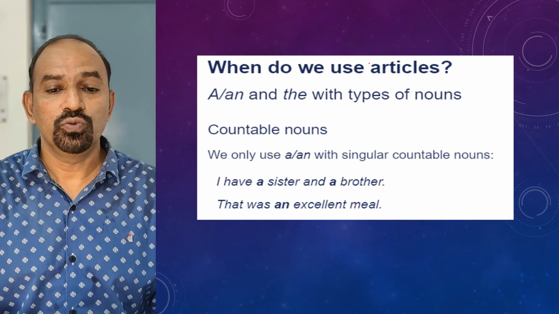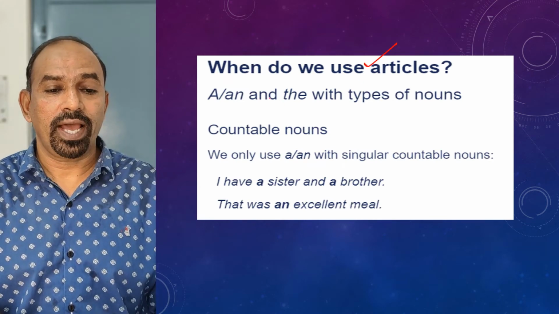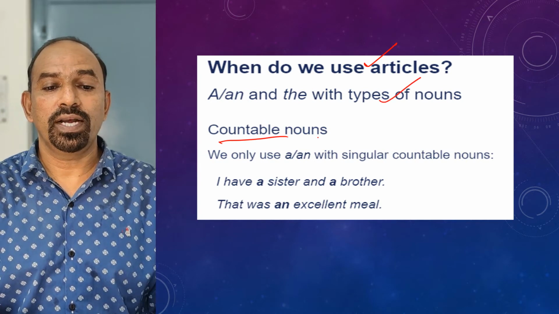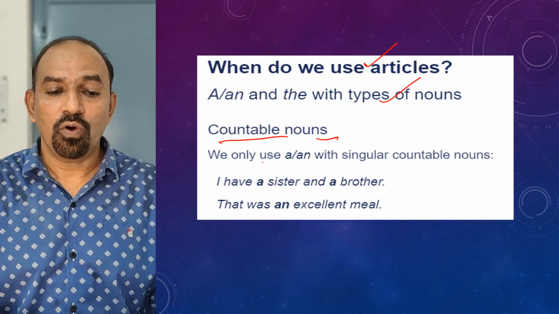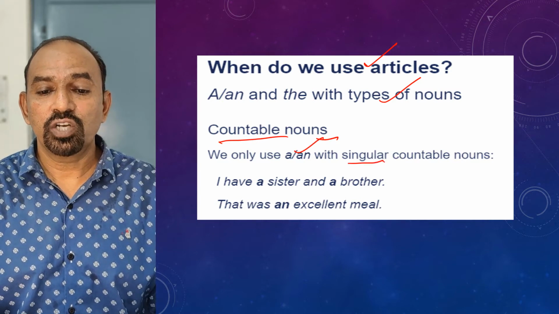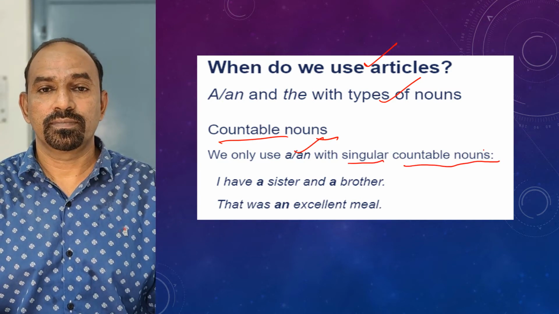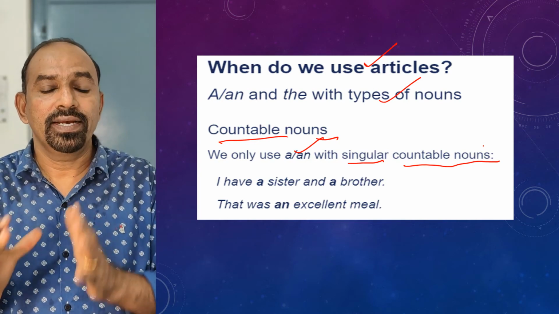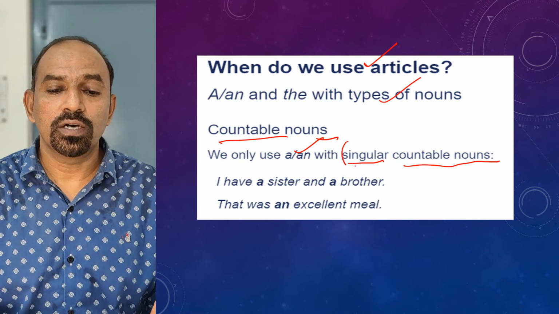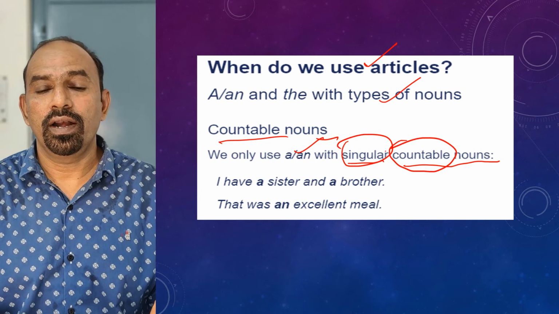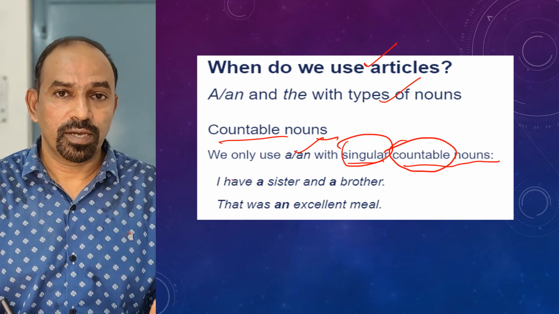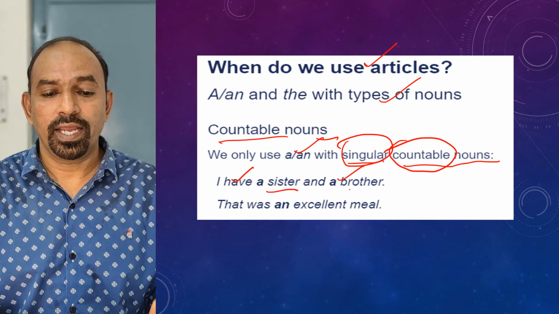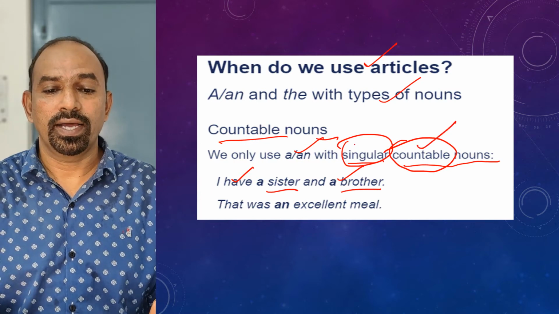When do we use the articles a or an and the with the types of nouns? Countable nouns: we only use a or an with singular countable nouns. The indefinite article a or an is used with singular countable nouns. For example, I have a sister and a brother. Sister and brother are countable and singular.